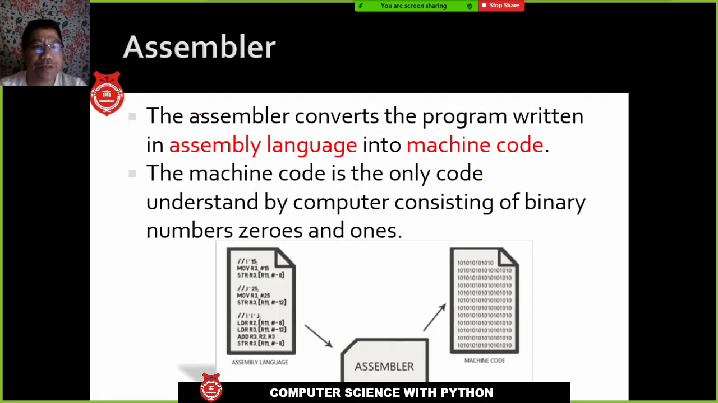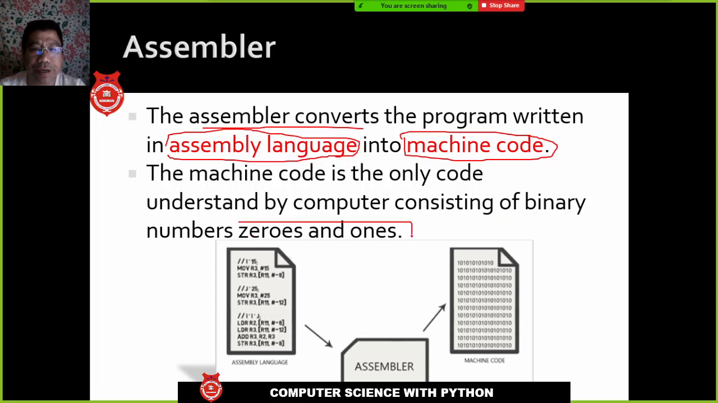Okay, the first one is assembler. Okay, assembler is the software that convert program written in assembly language, okay, assembly language into machine code. Okay, now I'm going to tell you what is machine code. Machine code is the only code, the only programming language, or the only code understood by computer. Okay, they are made up of zeros and ones.